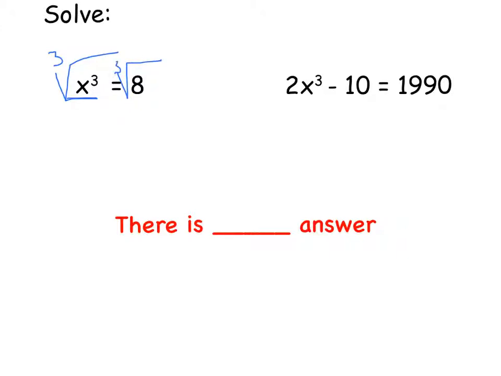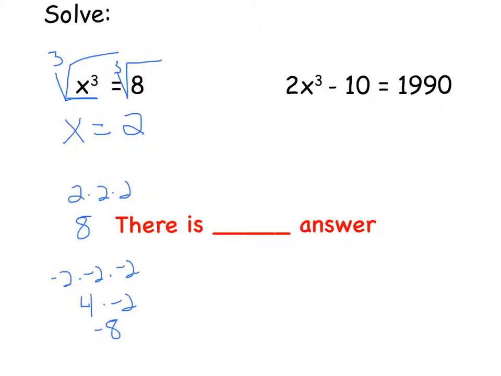And don't forget that little 3, that's a really common mistake. So x equals, and what we're looking for is what number multiplied by itself 3 times gives us 8. It's 2, because 2 times 2 times 2 is 8. If we did negative 2 times negative 2 times negative 2, that would be positive 4 times negative 2 is a negative 8. Since this was positive, this has to be positive.